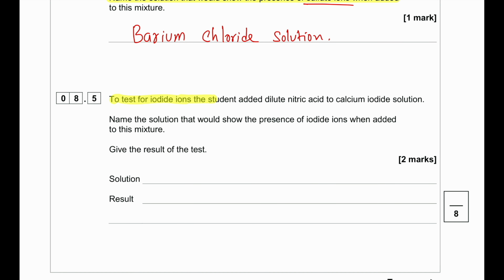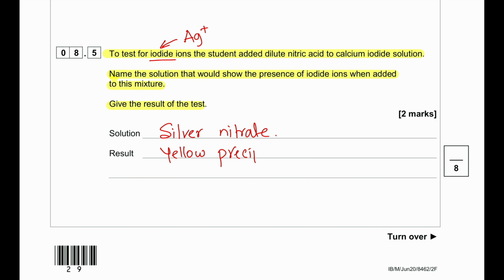To test for iodide ions, the student added dilute nitric acid to calcium iodide solution. Name the solution that would show the presence of iodide when added to the mixture. Give the result of the test. Iodide or halide ions are tested with silver ions, soluble silver ions. So in this case, the solution must be silver nitrate, and the result will be a yellow precipitate.